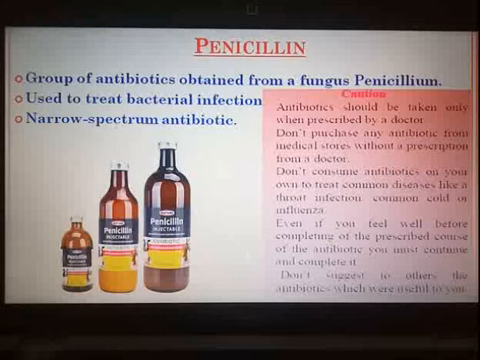Don't consume antibiotics on your own to treat common diseases like a throat infection, common cold or influenza. Many people avoid going to the doctor because they know that after going, heavy dosages of medicines are given. They go to the chemist, buy antibiotics on their own and consume them. It is really dangerous because you are not the doctor. You do not know what actual disease you are suffering from. So initially you might get rest, but somewhere the bacteria or the infection can remain inside your body and it can prove fatal ahead. So visit the doctor, get diagnosed, and then only take the medicines.